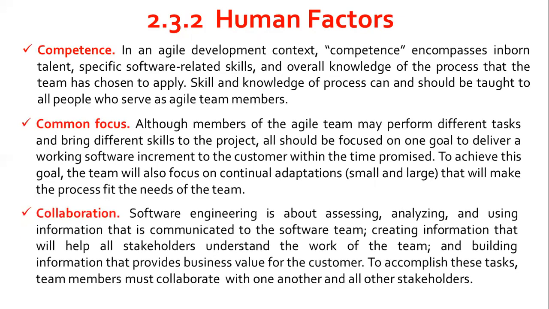So here the third one is collaboration. Software engineering, regardless of the process, is about assessing, analyzing, and using information that is communicated to the software team. It is about creating information that will help all the stakeholders understand the work of the team, and building information that is computer software and relevant databases that provide business value for the customers. To accomplish these tasks, the team members must collaborate with one another and all other stakeholders.